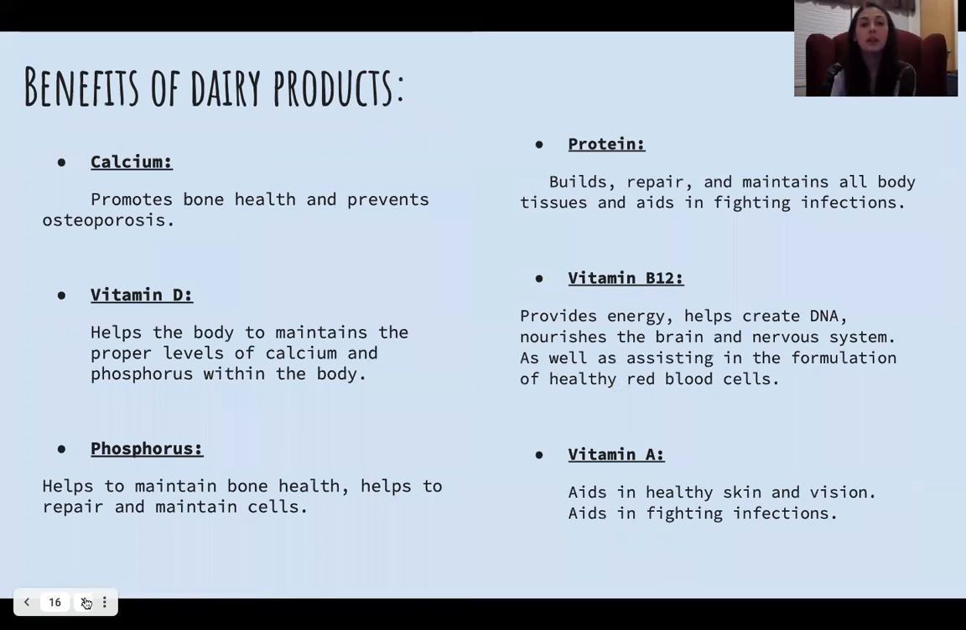So the benefits of dairy products: we have calcium, which promotes bone health and prevents things like osteoporosis. Vitamin D, which helps the body to maintain the proper levels of calcium and phosphorus. Phosphorus, which helps to maintain bone health and helps to build, repair, and maintain all body tissues and aids in fighting infections. Vitamin B12 provides energy, helps create DNA, nourishes the brain and nervous system, as well as assisting the formation of healthy red blood cells. Vitamin A aids in healthy skin and vision, and also aids in fighting infections.